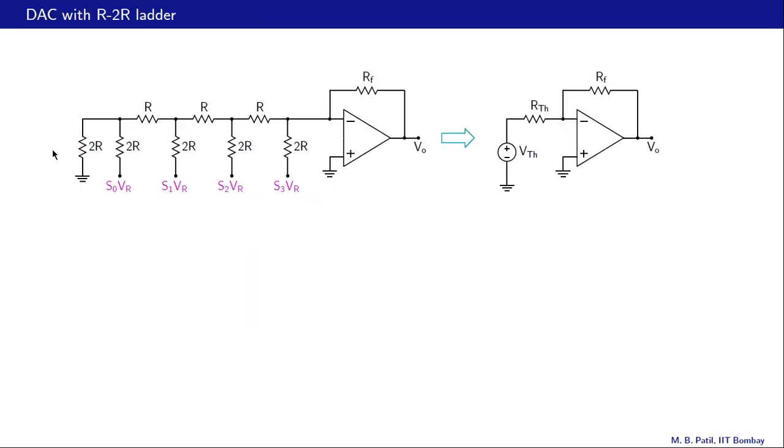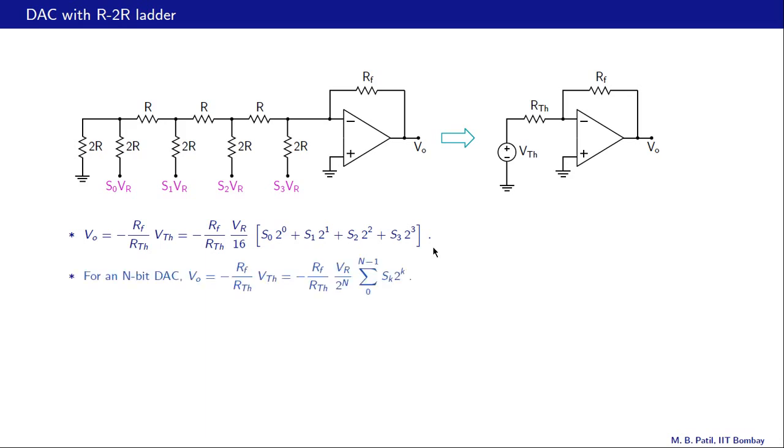So here is a DAC circuit made with an op-amp. This is our R2R ladder network, and as we have already seen, this entire network can be represented by its Thevenin equivalent RTH and VTH, and so now the circuit looks like this, and this is nothing but an inverting amplifier. So we have VO equal to minus RF by RTH times VTH, as simple as that. When we substitute for VTH from the last slide, we get this expression.